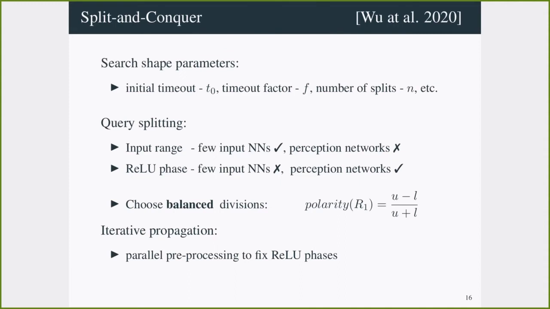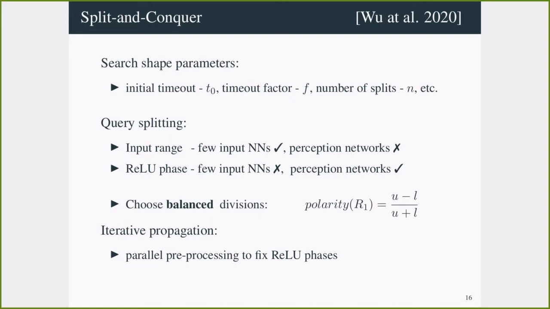Split and conquer algorithm has several parameters that allow the user to shape the search. For example, setting the initial timeout and its growth rate between generations regulates how aggressively we want to split the problem, while the number of splits in each generation will regulate how fine-grained the queries will become.